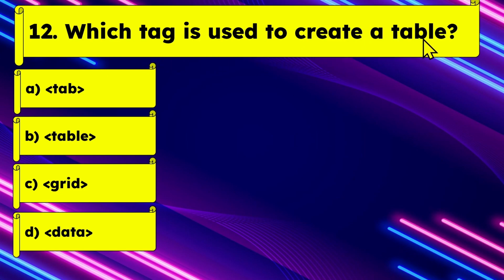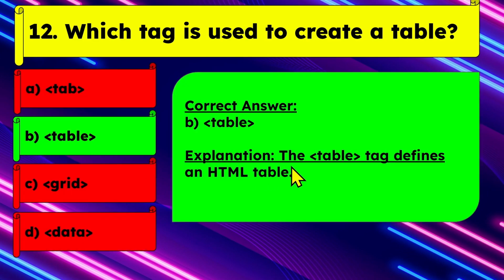So in order to create a table in HTML, what we have to use? Option A says tab, option B table, option C grid, or option D data. Here the correct answer will be option B. As you can see, the table tag defines an HTML table.